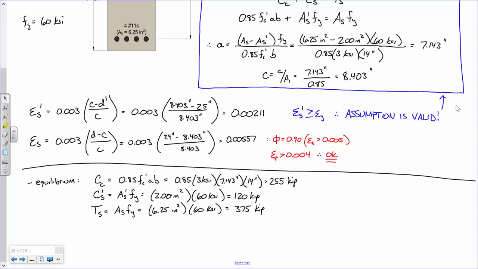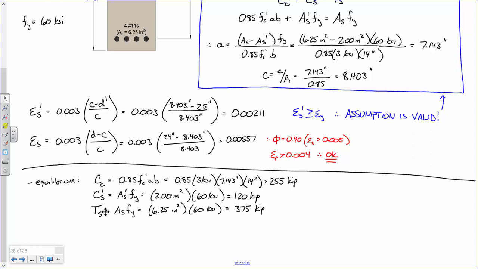You have a question? The reason why, okay, so why is this AS prime FY? Yeah. The reason why it's AS prime FY is because this value right here, the strain, is larger than the yield strain. Remember, the yield strain was about 0.00207. Right. This is 0.00211. So because this is larger, that's times FY. So basically, we've loaded it past where it would yield. So the stress is just FY.